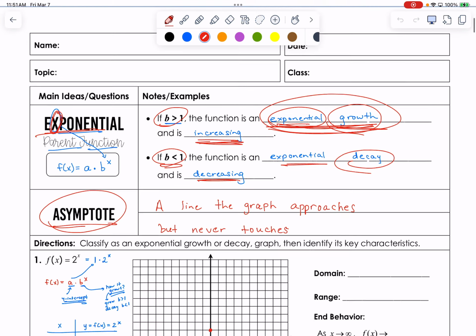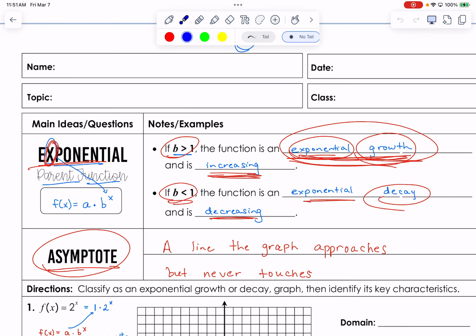Okay, exponential parent function. We said that we have the standard equation. I'm going to go quick because I'm just going to get right into the examples. We'll do enough examples to make sure you know how to do the homework tonight. And the homework's just going to be a couple of graphs this weekend. It's not going to be anything crazy.